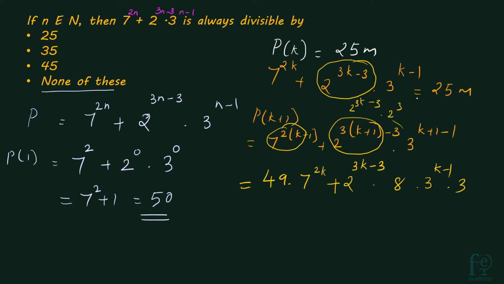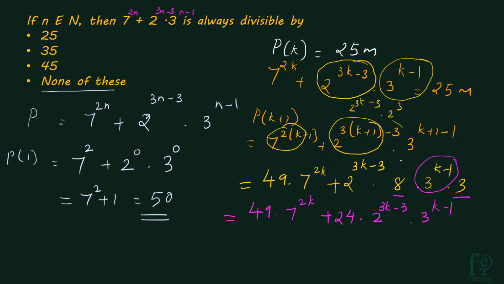So here you are having 3 raised to k minus 1. Okay, that is the reason why we are going so. Okay, so what you will be getting finally? It will be equal to 49 into 7 raised to 2k plus 8 into 3 is 24. So 24 into 2 raised to k minus 2 raised to 3k minus 3 into 3 raised to k minus 1.